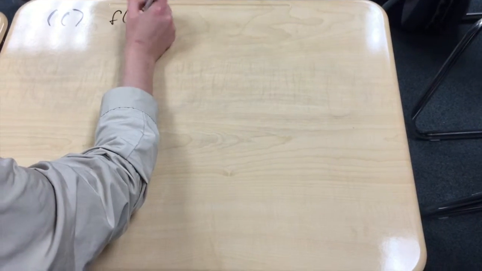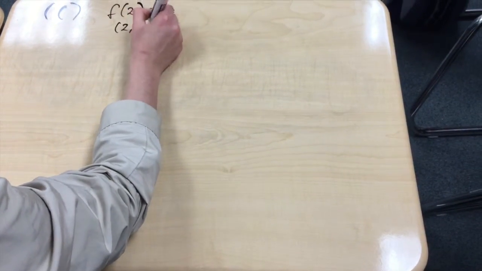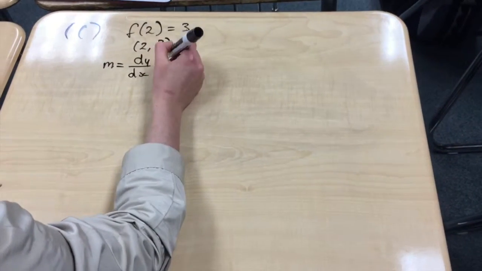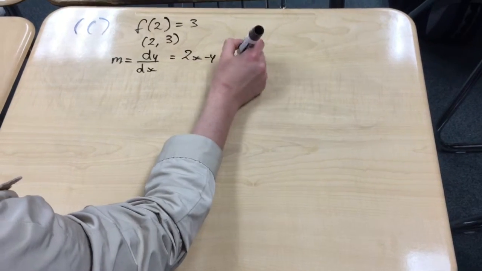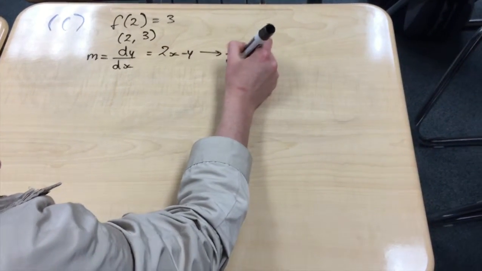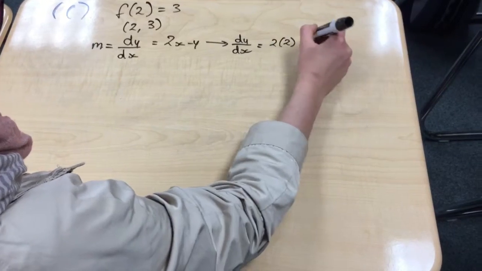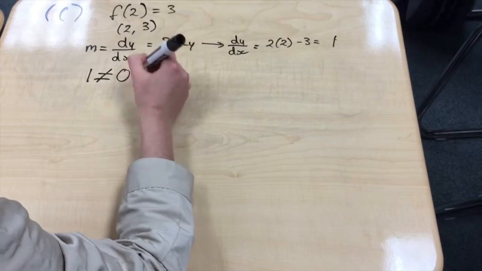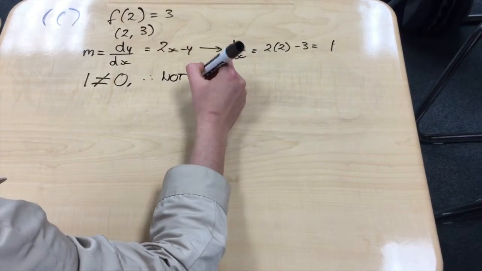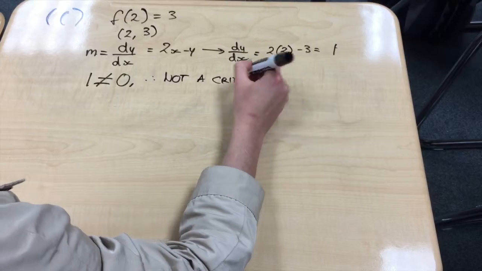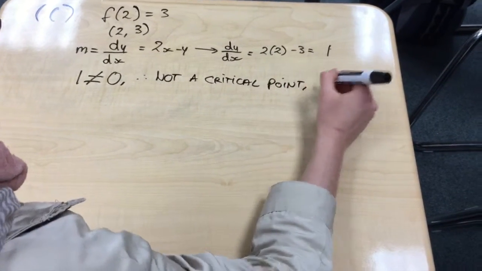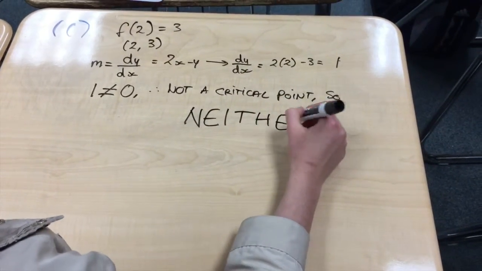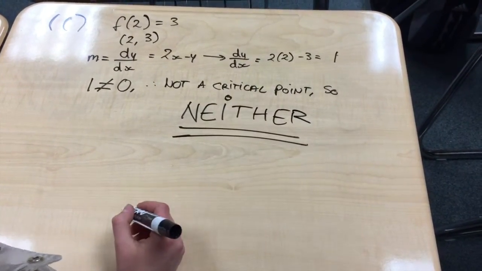Okay, part C. It's giving us an initial condition, and they want us to find if it has a minimum, a maximum, or neither. Since we're given the derivative, and the derivative has to equal 0 at a critical point, we can just plug the point into the derivative. If we plug in (2, 3) into dy/dx and solve, we should get 1. And 1 is not 0, so this is not a critical point. If it's not a critical point, it's neither a maximum nor a minimum. Perfect. Part C, check.